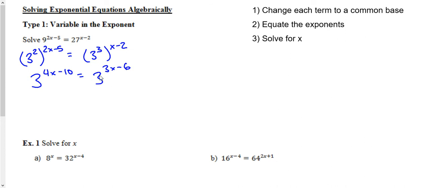From here, now that I have common bases, I can drop my bases and equate my exponents to each other. So I have 4x minus 10 equals 3x minus 6, and again I was able to do that because I have common bases that I can drop. Here I'm going to collect like terms, so I have x over here is equal to positive 4 over here because I moved the 10 to the right, and that's going to be my answer.